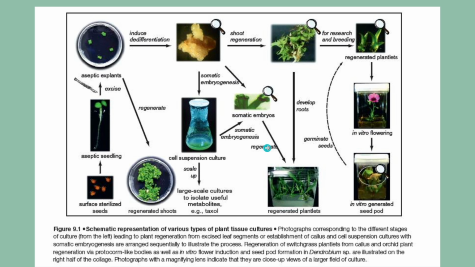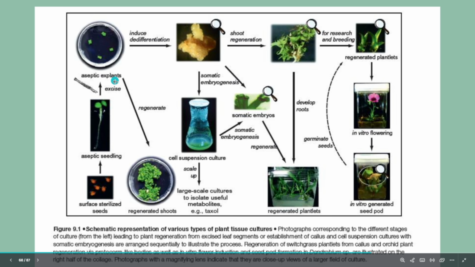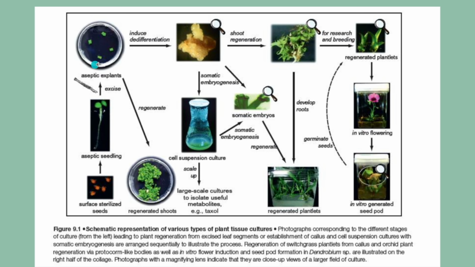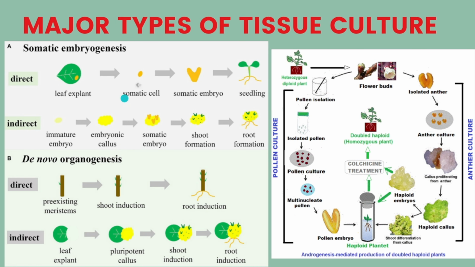So the direct method means you directly use the plant part and directly form the shoot. But for the indirect method, you form the callus first and then you store it there. After a few months, after a few years, or when you want to do research, then you use this callus, and you can generate different types of plants. Okay, so these are the major types of plant tissue culture.